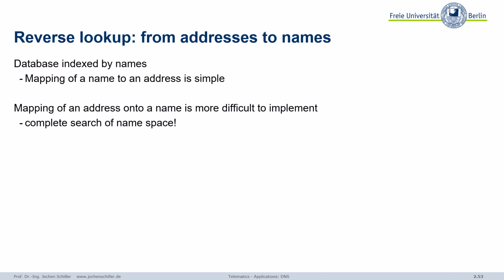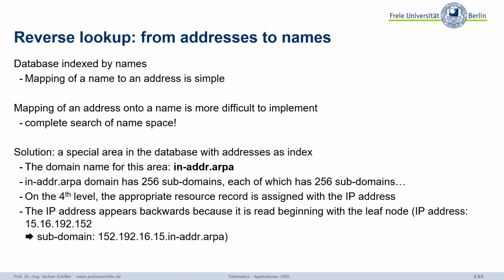But we don't want to build a complete new system, so to speak, a second database that's organized in a completely different way. Can't we reuse the DNS system also for this reverse lookup? And that is one of the core ideas. We have a special area in our normal DNS database, with addresses as index. And there's a special domain name for this area.